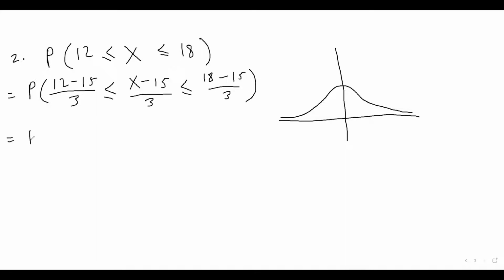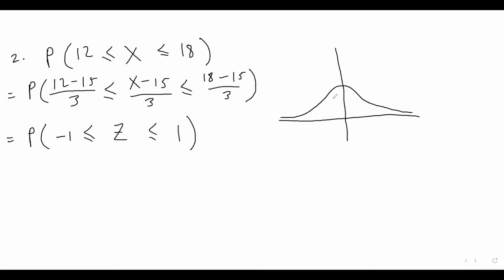So this is equal to P of the following. Now we've got 12 minus 15 over 3, and if you work that out, you get minus 1. And of course, x minus 15 over 3, we standardized that random variable, so we can just put z here. And we have 18 minus 15 over 3, that's just 1. So you've got z is between minus 1 and 1. So what is the probability that z is between minus 1 and 1? Now this is standardized, so we can go ahead and use the standard normal.